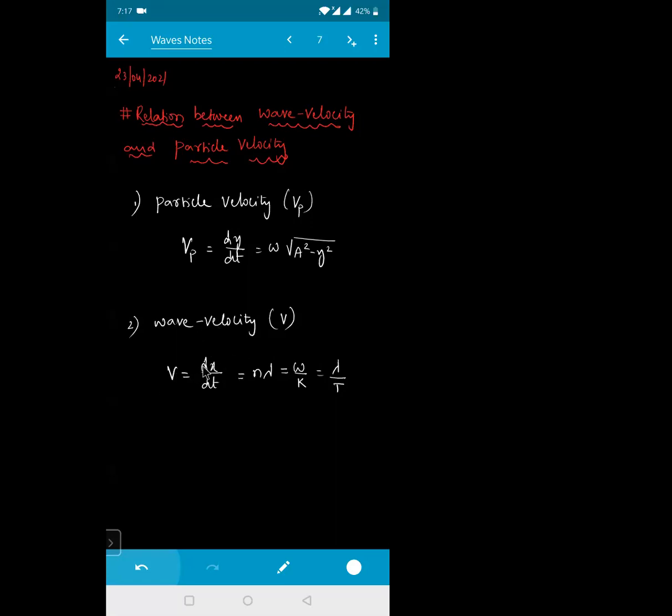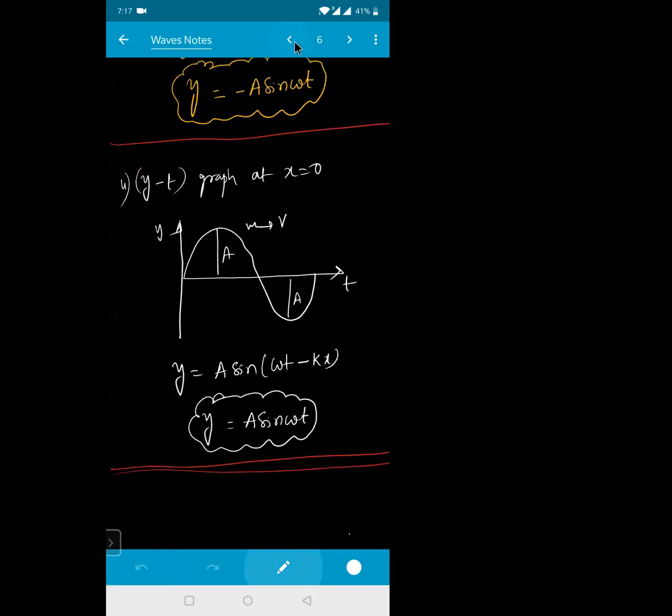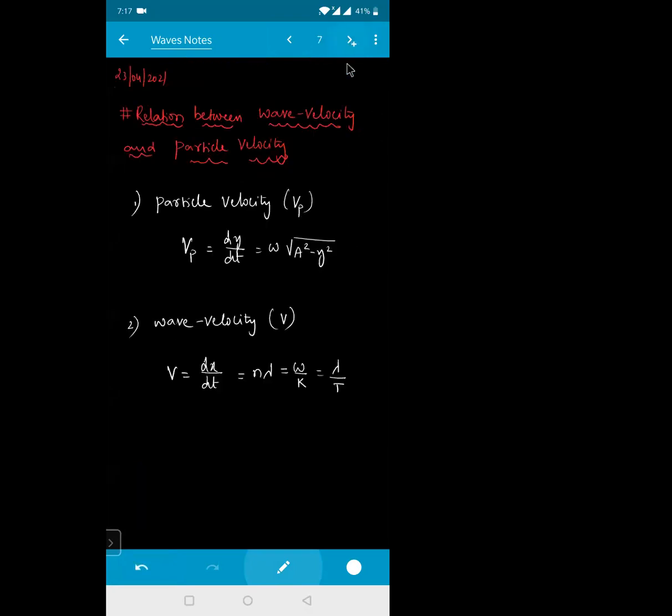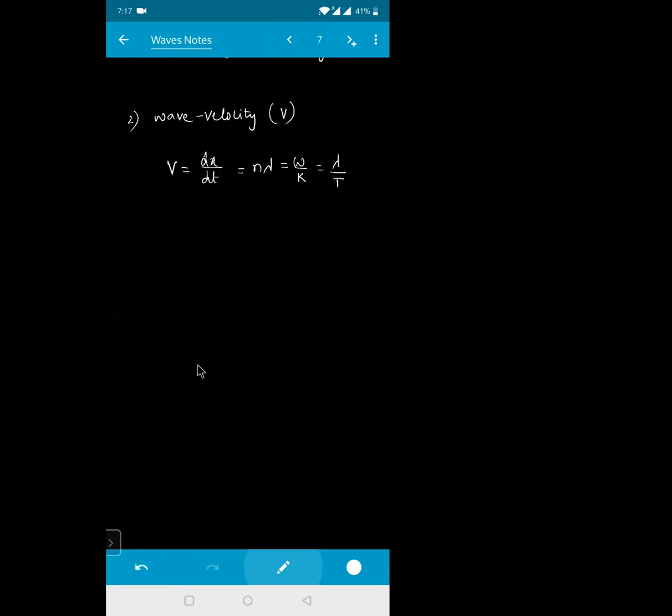And you already know the displacement of the particle in the form of a wave. What is the displacement equation of the wave? y is equal to a into sine of omega t minus kx, isn't it? So I can write here the displacement of a particle in propagation of wave.